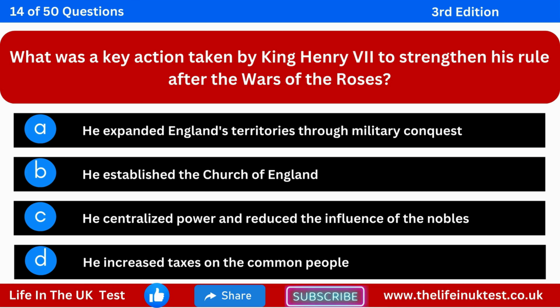What was a key action taken by King Henry VII to strengthen his rule after the Wars of the Roses? Option A: he expanded England's territories through military conquest. Option B: he established the Church of England. Option C: he centralized power and reduced the influence of the nobles. Option D: he increased taxes on the common people.